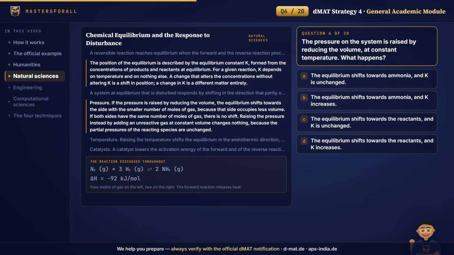Now the direction between 2. 4 moles of gas on the left, 2 on the right, and squeezing favors the side that takes up less room. That is the ammonia side. Option A.